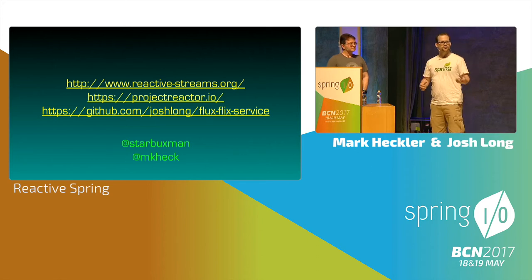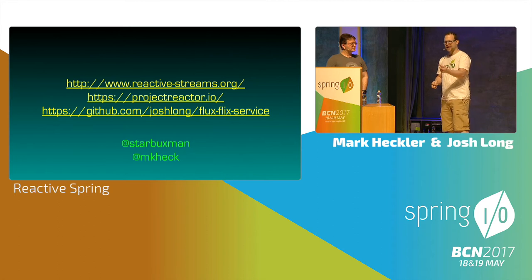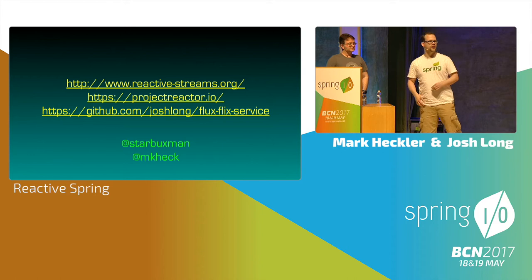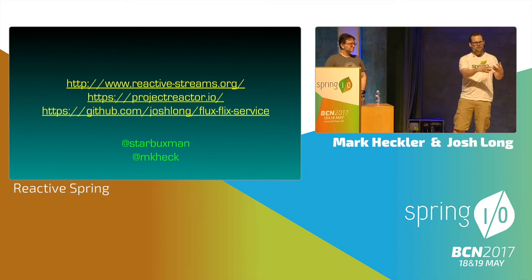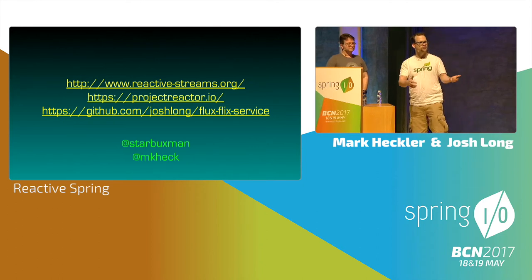isn't really enough, right? First of all, what we want is to see that answer reflected in the JDK itself. And so thankfully, in Java 9, we'll have java.util.concurrent.Flow, which will package up the Reactive Streams initiative as part of the JDK. So that solves part of the problem.